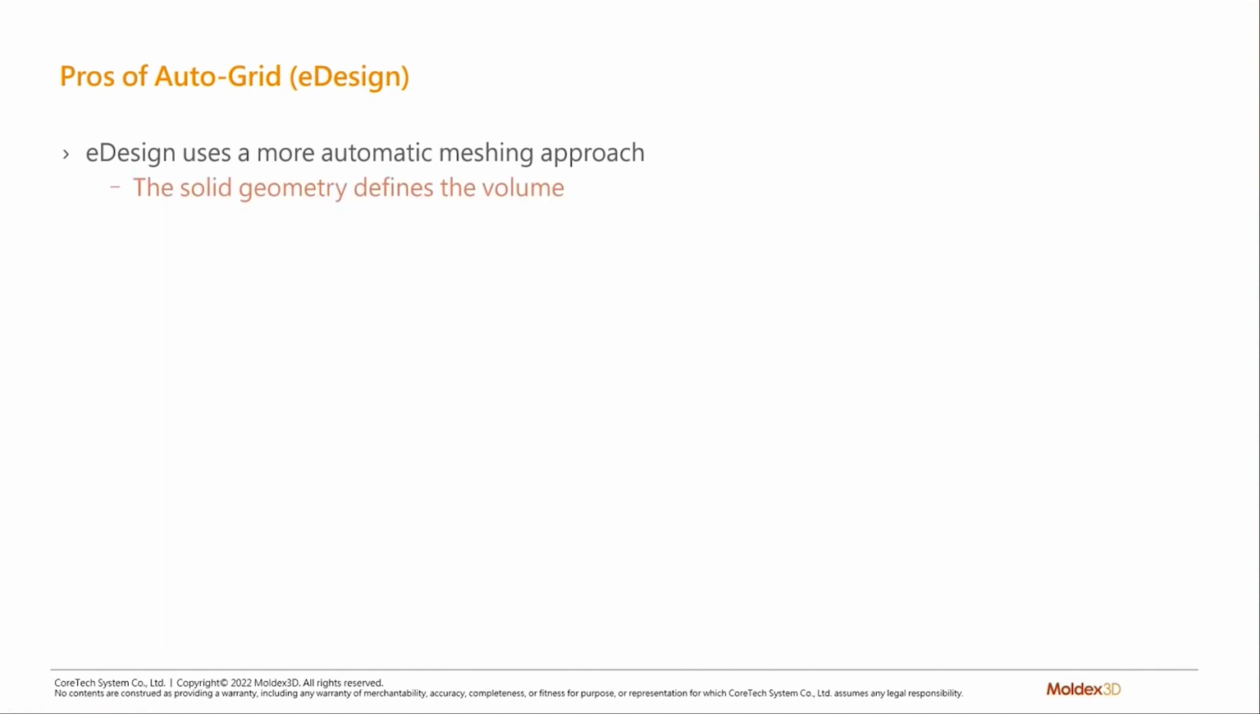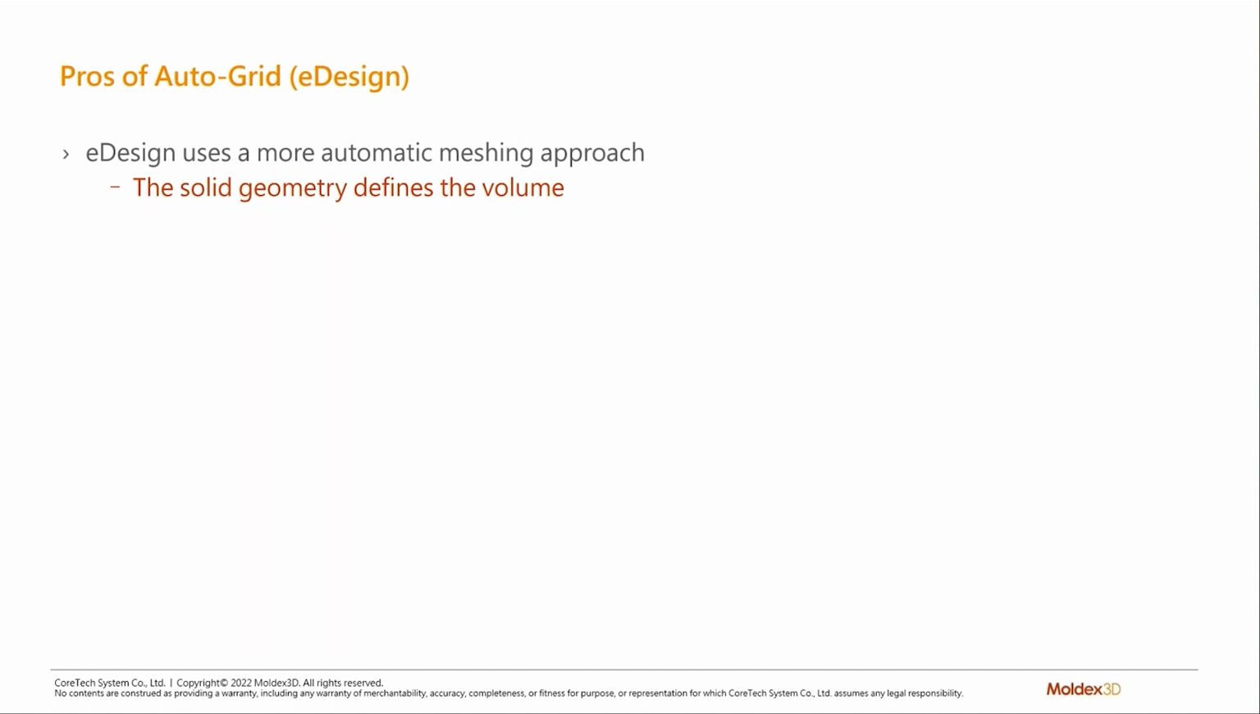Now the pros of eDesign. eDesign and AutoGrid get kind of thrown back and forth. AutoGrid is more used for the cooling system, eDesign is used for the melt system, but they are very much the same type of meshing style. eDesign uses a more automatic meshing approach. That's one of the main benefits of it. You don't have to go through and fix the surface mesh as intensely as you do with boundary layer meshing.